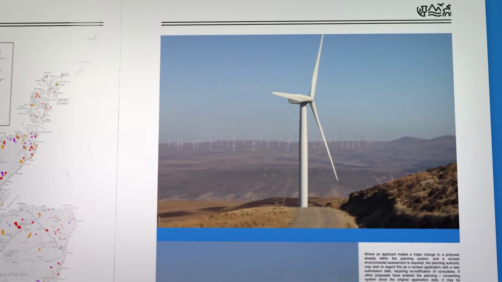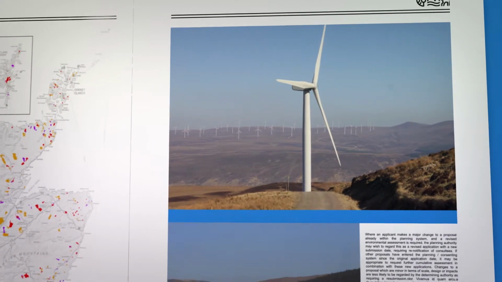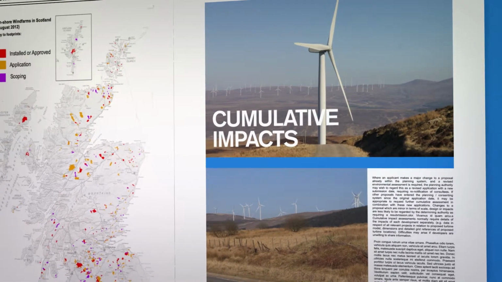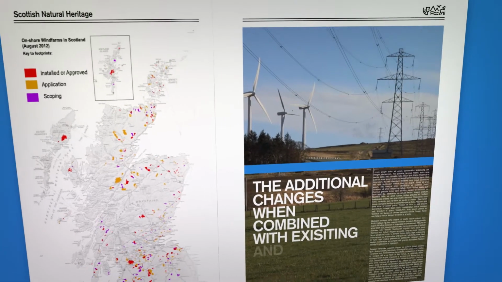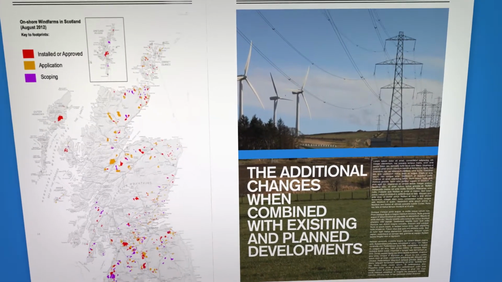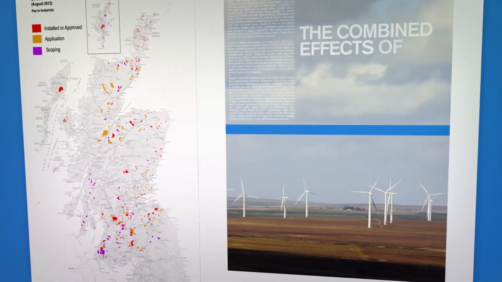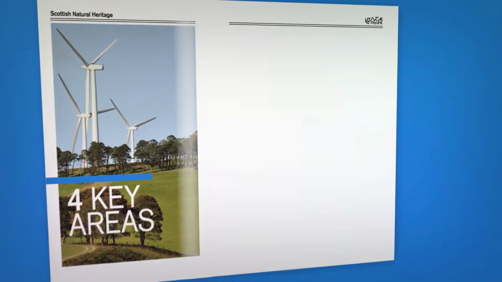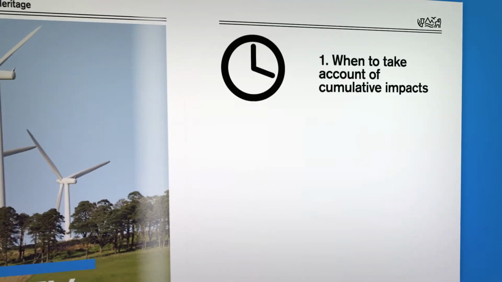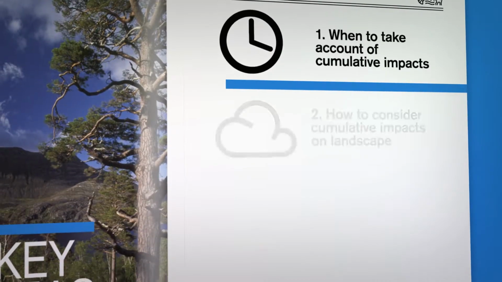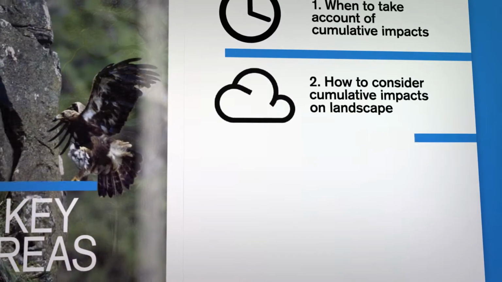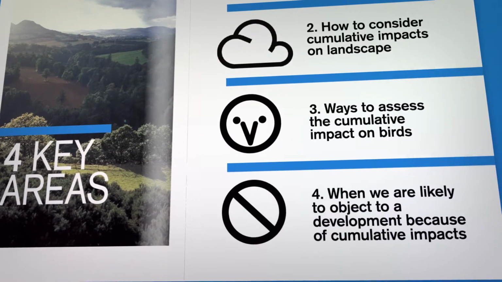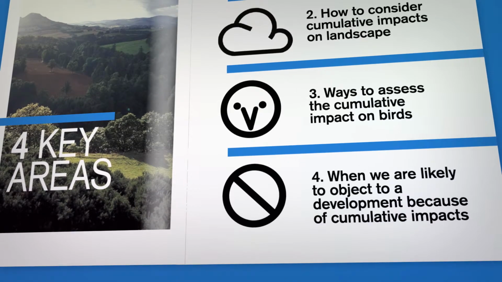One of the more complicated issues is how you consider cumulative effects of wind farms. Cumulative impacts can be explained in two main ways. Either the additional changes which will be caused by a proposed development when combined with existing and planned developments, or the combined effect of a set of developments taken together. Our guidance provides advice in four key areas: when to take account of cumulative impacts, how to consider cumulative impacts on landscape, ways to assess the cumulative impacts on birds, and when we are likely to object to a development because of cumulative impacts.